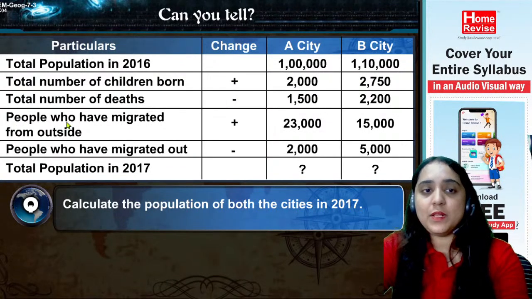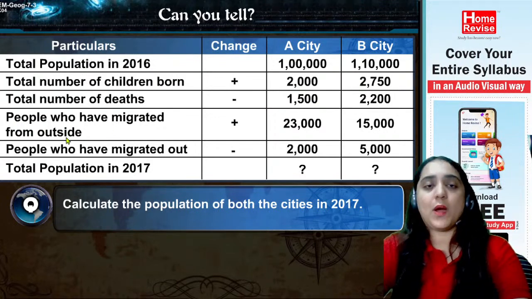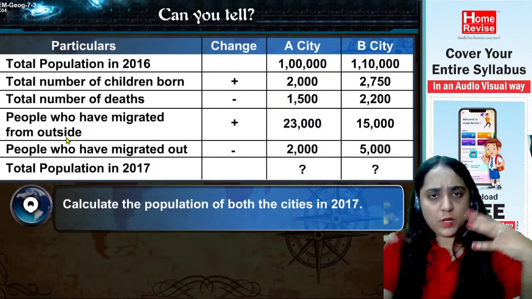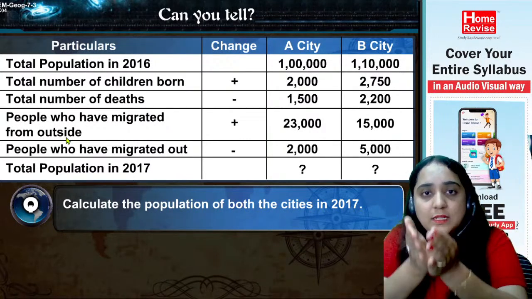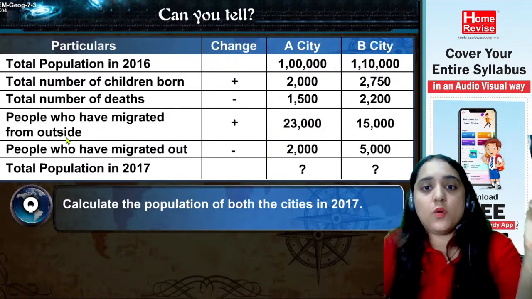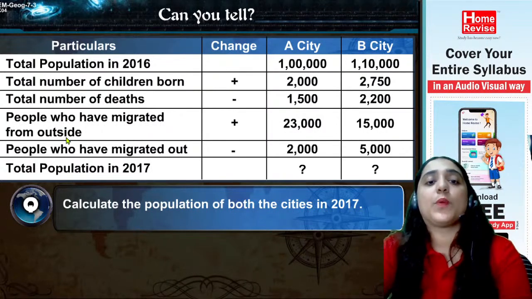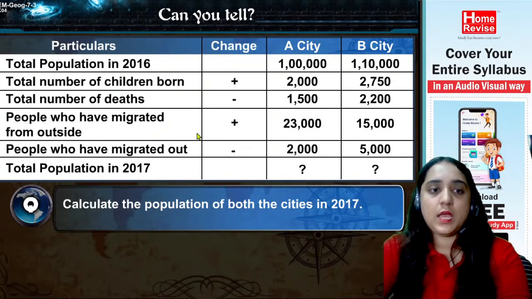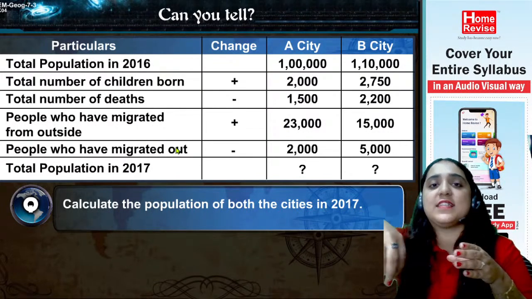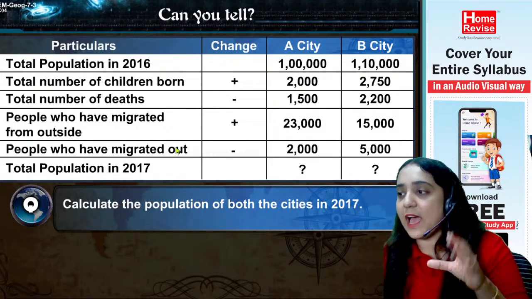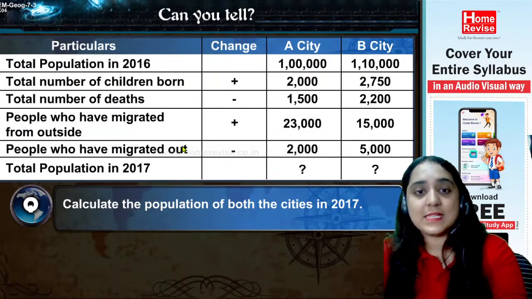If we say people who have migrated from outside, meaning people have come from some other place and settled in a city, people come and live in the city, then we have to add it. And if I say people who have migrated out, the people who were already living in a city have moved out and moved on, so it is called the minus.